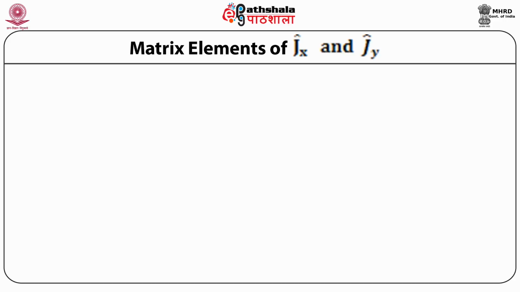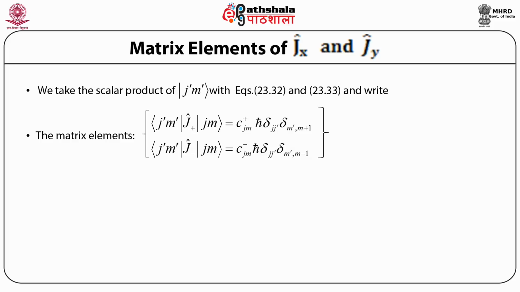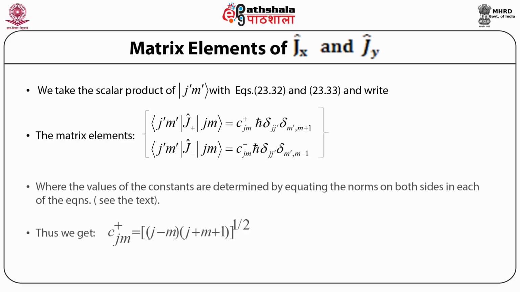Matrix elements of Jx and Jy. So now, in order to find out the values of the operator J plus and J minus, we take the scalar product of these operators with the ket vector J prime M prime, and the matrix elements of these scalar products turn out to be: bra vector J prime M prime, operator J plus, ket vector Jm, is equal to C dagger Jm H cross delta Jj prime delta M prime M plus 1, where C dagger Jm is a constant that we need to determine, and H cross is the Planck's constant.